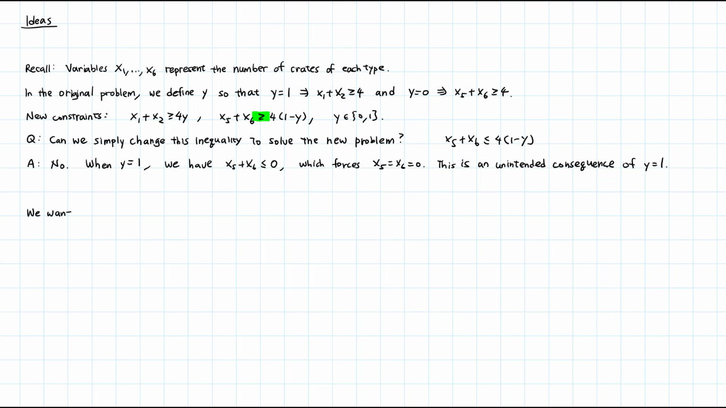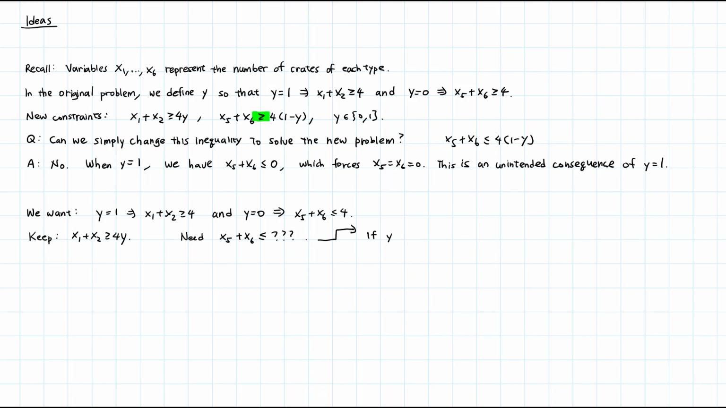Now what we want is, if y is equal to 1, then x1 plus x2 is at least 4. And if y is equal to 0, then x5 plus x6 is at most 4. We still want to keep the first constraint, x1 plus x2 is at least 4y. For our second constraint, we want to have x5 plus x6 is at most something. But what could this be?